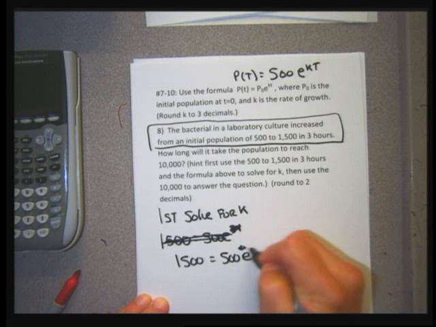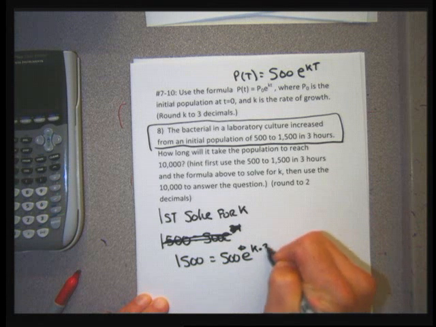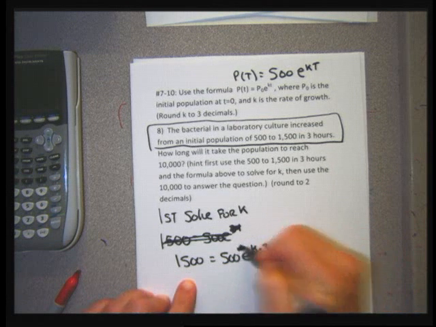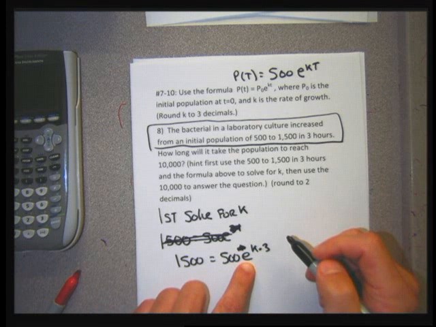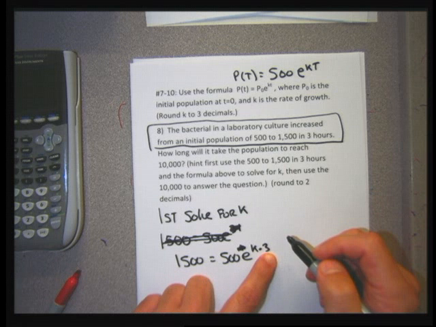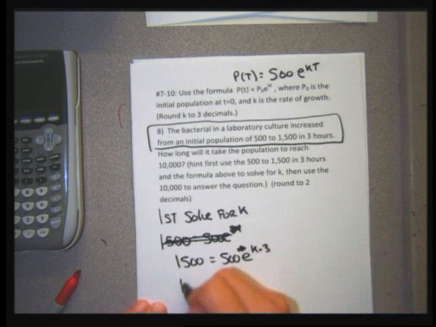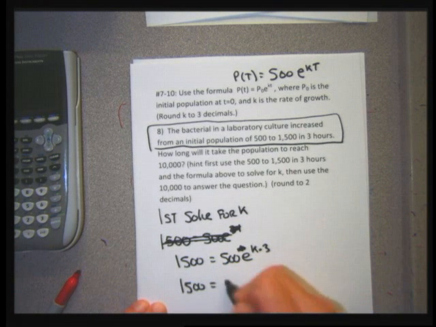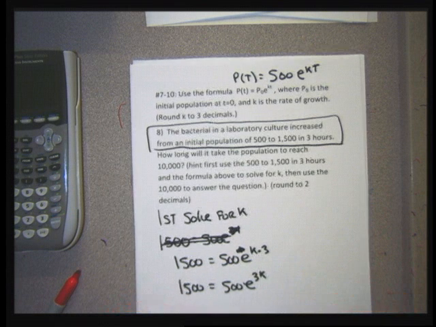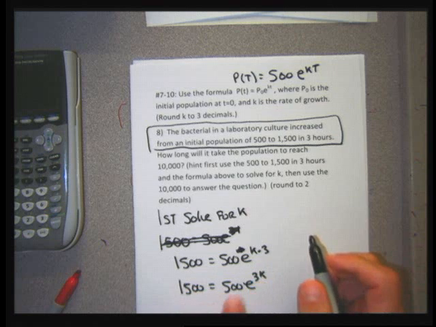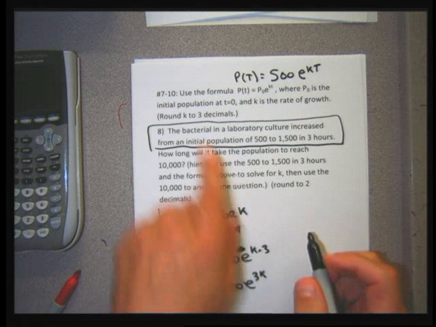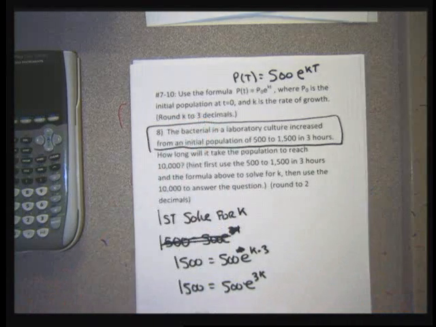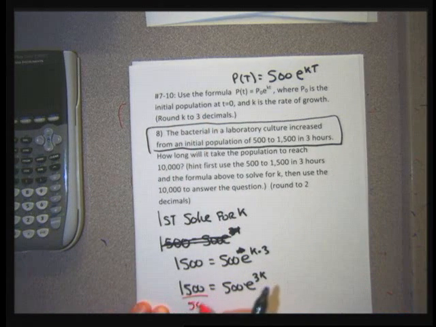E to the k times 3. So this says 1,500 equals 500 times e to the k times 3, because 3 was the amount of time, and time is in hours. So I can rewrite this as 1,500 equals 500 times e to the 3k, because it takes 3 hours to grow from 500 to 1,500. I'm going to solve for k, and it says round k to 3 decimals. So I'm going to solve for k by dividing both sides by 500.